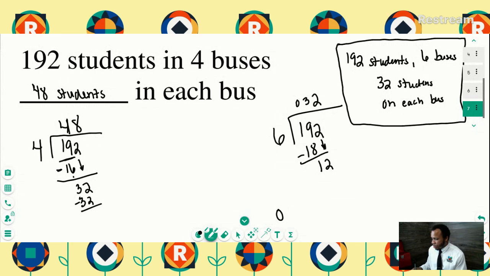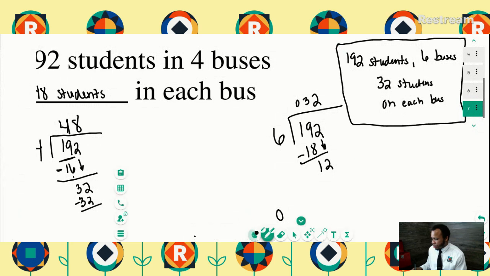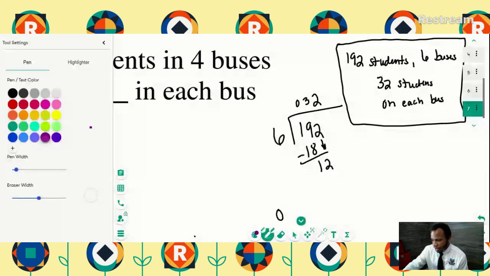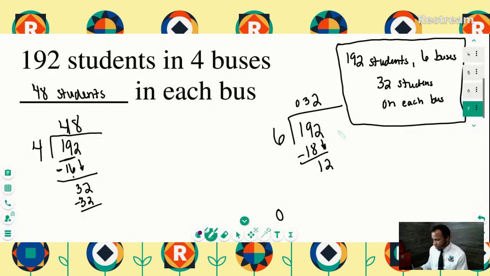So now that came out even also. So now let's look at this one more example. And let's just say we only had 5 buses. So we have 192 students with 5 buses. How many would get on each bus?